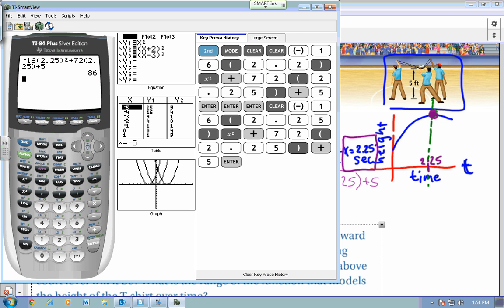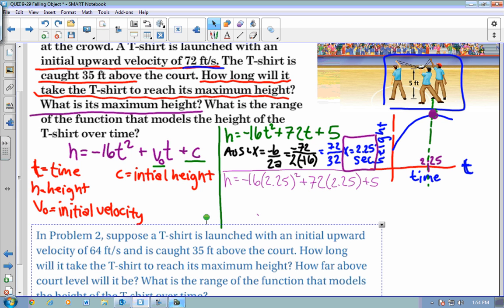What does that number mean? Adam, what does the 86 mean? That's the maximum height, right? Good. We solved for h. That is the maximum height. H equals 86. Do we have a unit for its maximum height? The story problem should always have a unit on your answer. It's just feet. Feet is the maximum height.